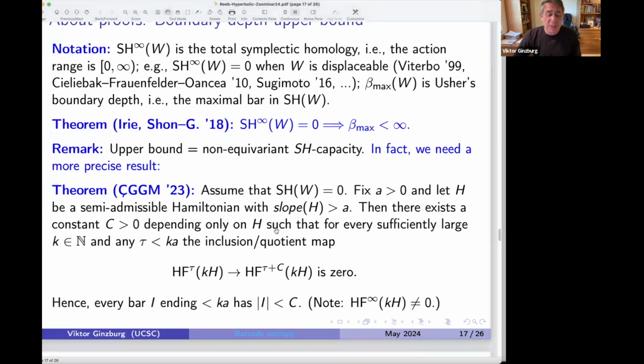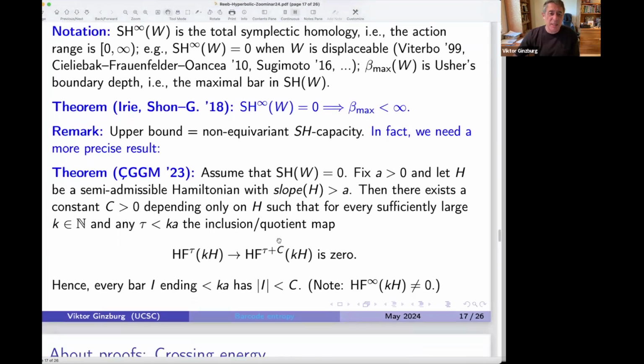In fact, as I said, we have to work with specific Hamiltonians. So we need a similar result.